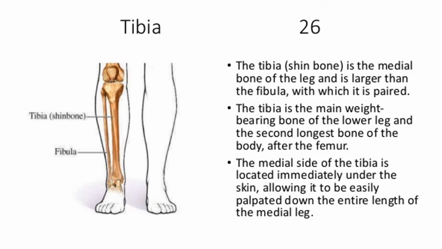The tibia, all right, sometimes they call it the shin bone. One important thing is that the tibia is the main weight-bearing bone of the lower leg, the second largest bone of the body after the femur. So the femur is the largest bone of the body. The tibia right here, second largest bone of the body.